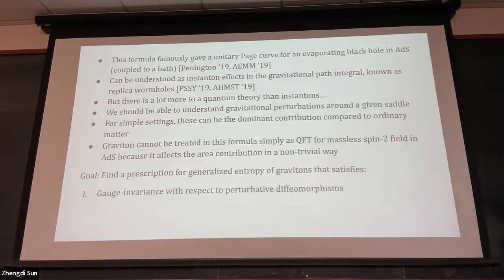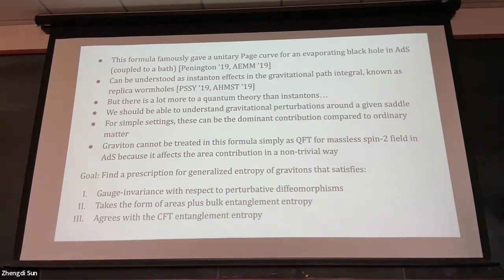First, it's going to be gauge invariant with respect to perturbative diffs. That's key. Second, we want it to take the form of area plus a bulk entanglement, like the formula I wrote on the first slide. This generalized entropy, we want it to be an area plus bulk entanglement. And the third requirement is we want it to agree with the CFT. So we had this formula that generalized entropy in the bulk was equal to CFT entanglement entropy. We want that to always be true for our formula.